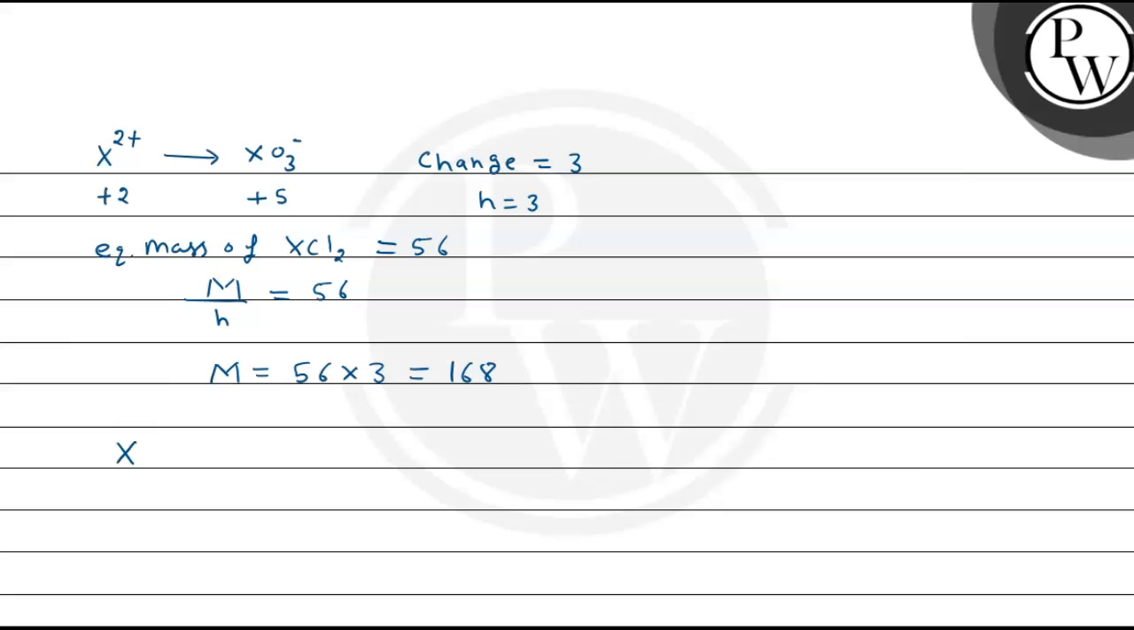As we can see, XCl2 is the overall molecule here, and we can say that the mass of X can be assumed as m plus the mass of chlorine, which is 35.5. There are 2 chlorines, so we have to multiply it by 2, which is equal to the total mass, and the total mass is 168. From here we can find out the mass of X, and it will be equal to 168 minus 71, which becomes equal to 97. So this is the final answer of this question. I hope you understood the question.